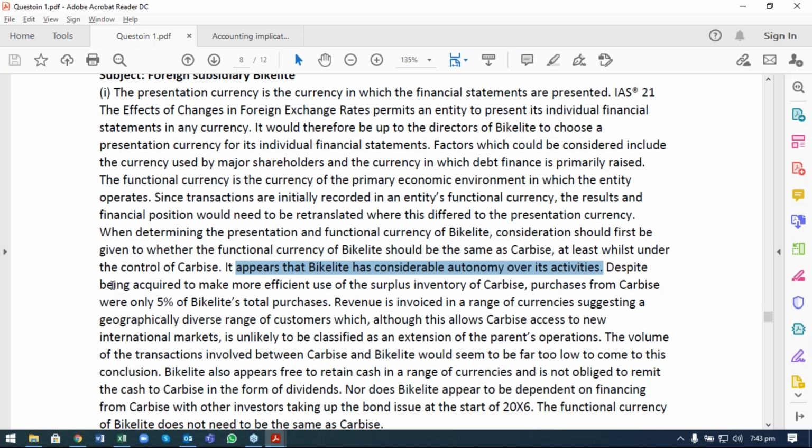Despite being acquired to make more efficient use of surplus inventory of Carbise, purchases from Carbise by the backlight were only 5% of the backlight total purchases, which means backlight has its autonomous operations. It's not depending upon the Carbise to run its operations. So it means backlight is not required to use the same currency as its functional currency, which is used by its parent company.